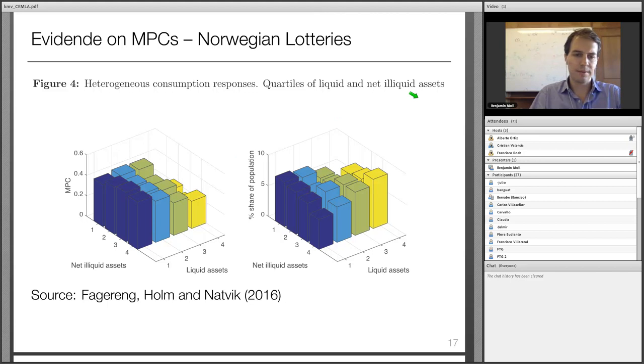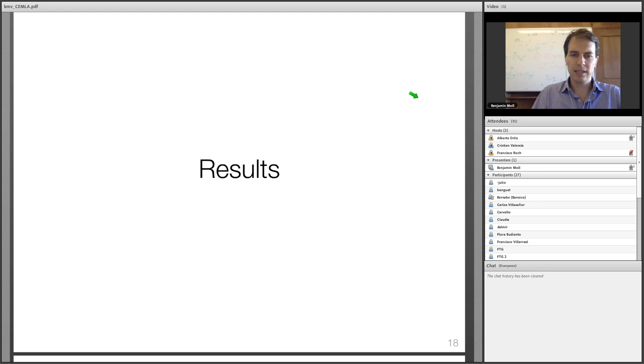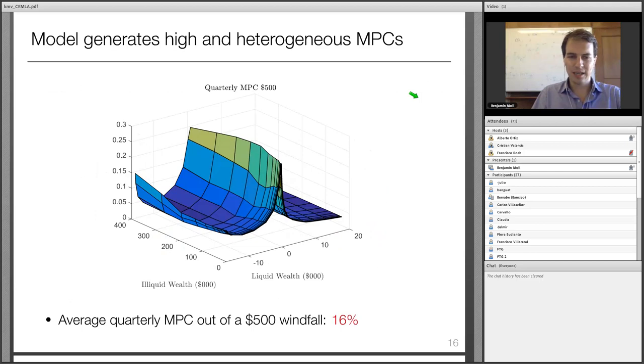Okay, so let me go to the main results, and show you the main exercises we've done. Just to be clear, this was just to say that this graph is consistent with something we see in the data. Okay, let's go to the main results.